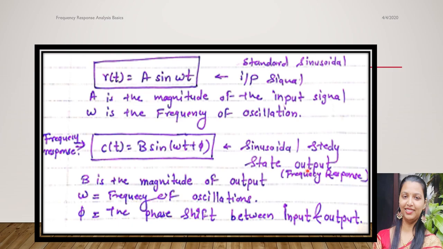steady state output, that is c(t), and c(t) is given by the equation c(t) = B sin(omega t + phi), where B is the magnitude of the output, omega is the frequency of oscillation, and phi is the phase shift between input and output. The relationship between sinusoidal input r(t) and steady state sinusoidal output c(t) of the system in the frequency domain is known as frequency response.